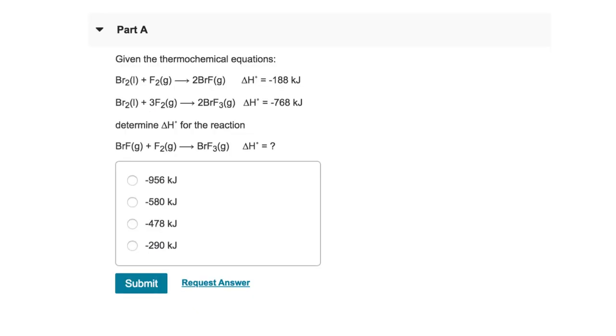So given some thermodynamic equations, we're asked to calculate the delta H of an unknown reaction, this other reaction. So what I want to do here is use Hess's law. I want to rearrange these reactions. I'm just inspecting here, seeing BrF. So I need bromine fluoride to be on the reactant side, so I'm going to flip this reaction. I also need to cut the coefficients in half. So I'm going to have BrF goes to a half Br2 plus a half F2.